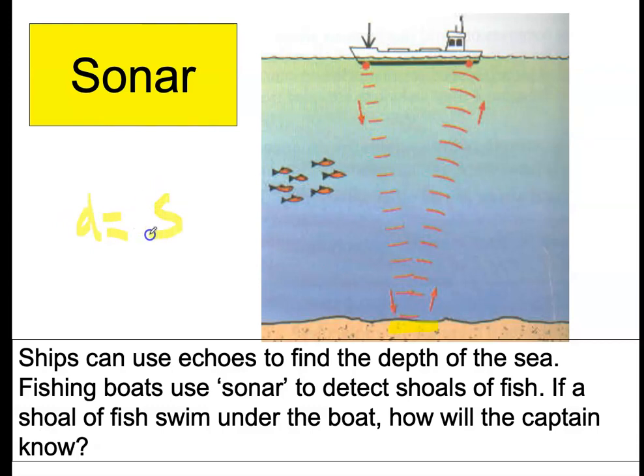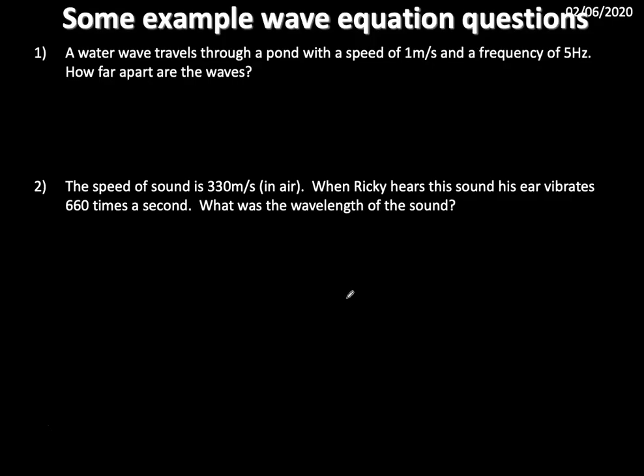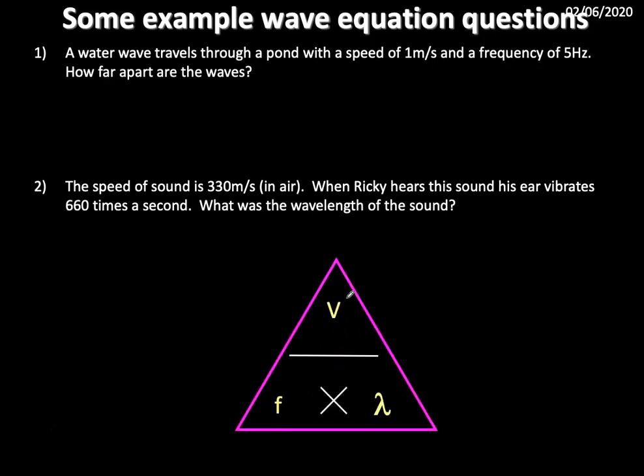speed times time. So you know the speed of sound in water, you multiply by the time it takes for the signal to come back. That will give you the total distance traveled by the sound wave. Please remember it's there and back. So for the actual depth of water, you have to divide the answer by 2. A few more questions which you can practice in your own time using the formula speed is frequency times wavelength.